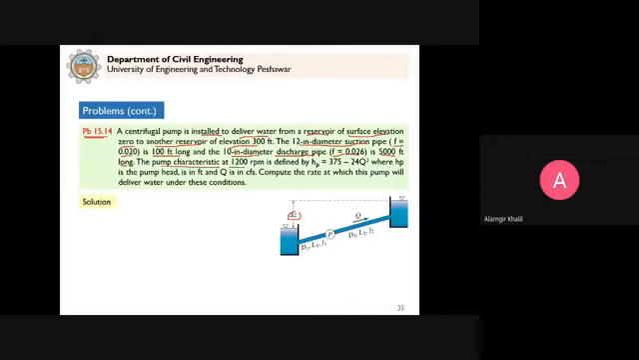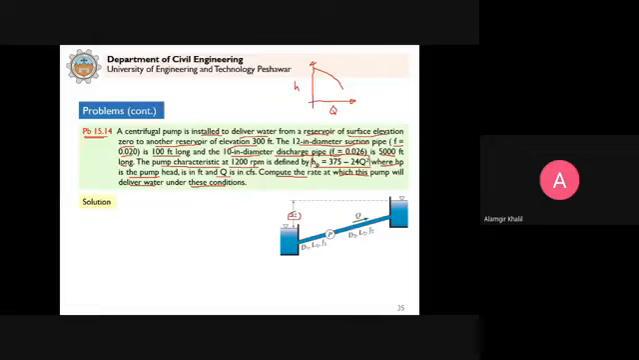The pump characteristic at 1200 RPM is defined by this equation. This is the head-discharge relationship, the pump characteristic, which we can develop by running a test on the pump, where HP is the pump head and Q is the discharge. Compute the rate at which this pump will deliver water under these conditions. So now the pump characteristic is given by this equation here.